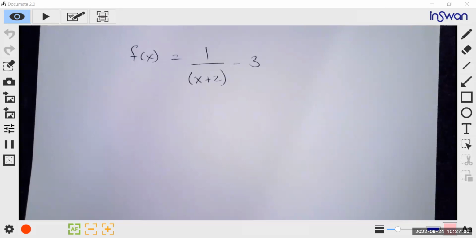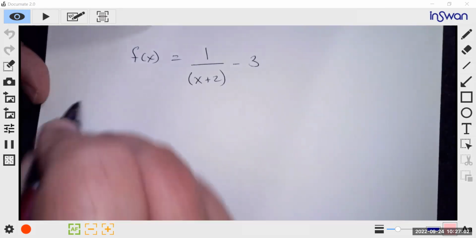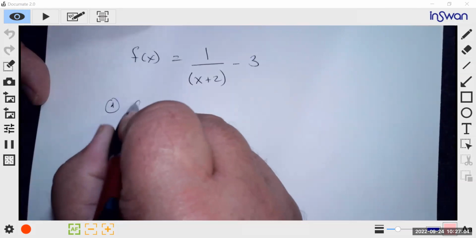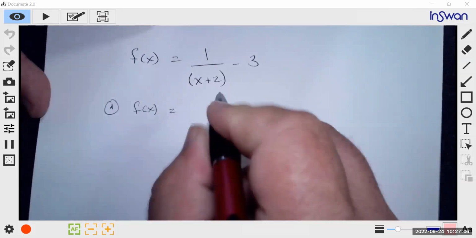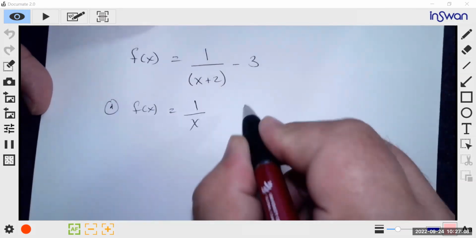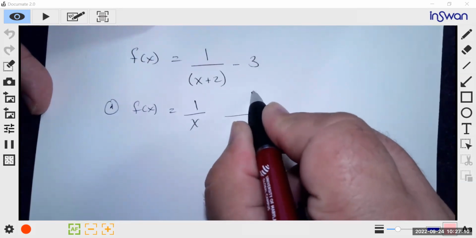It's going to be the rational one. Yes. What's that going to look like? So it's 1 over x. Yes. 1 on the bottom, 1 on the top.